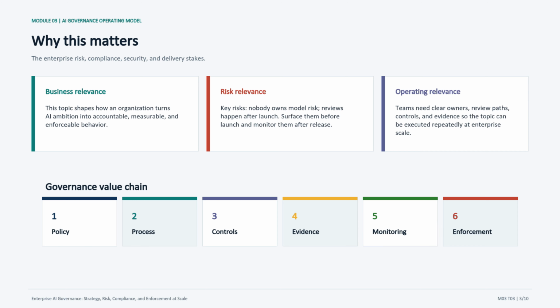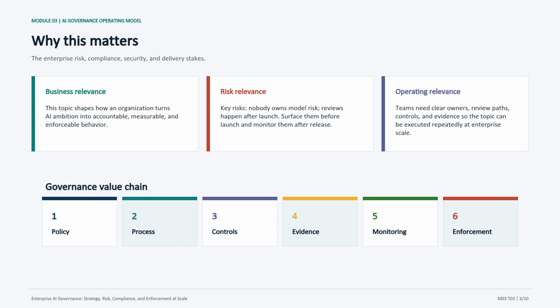RACI design for AI ownership matters because AI governance is not only about writing policies, it is about preventing unmanaged AI behavior from becoming business, compliance, security, or reputational risk. The risk side is especially important here. For this topic, the common failure modes include nobody owns model risk, reviews happen after launch, and risk accepts itself. I would pause on each one and ask the class, what would the first warning sign look like in production?